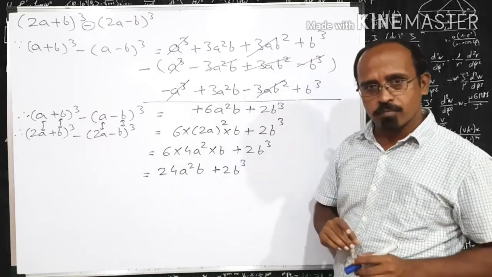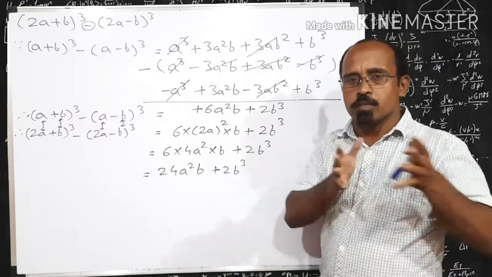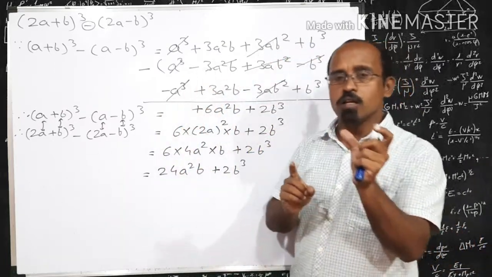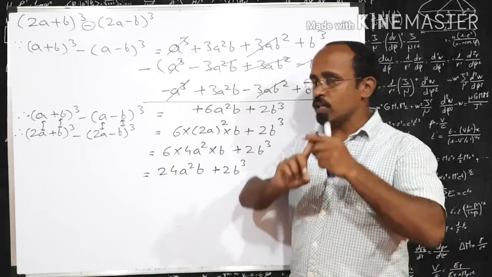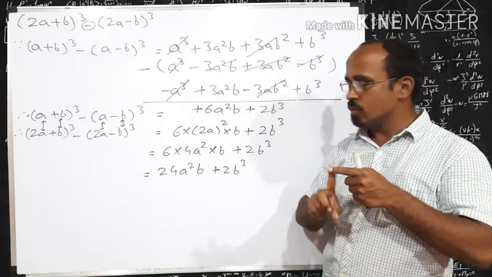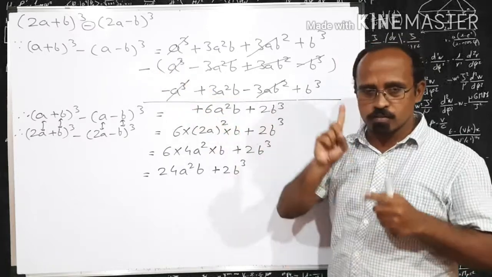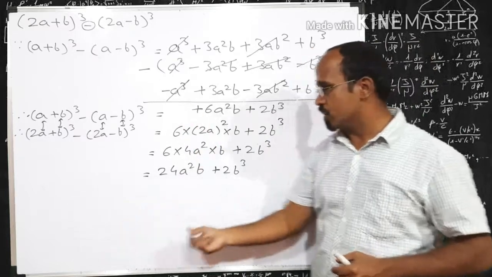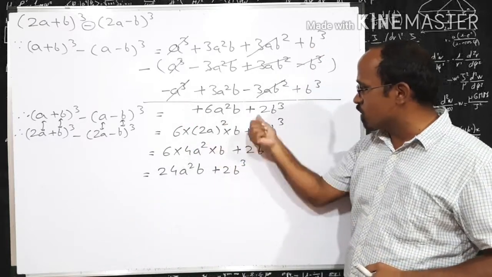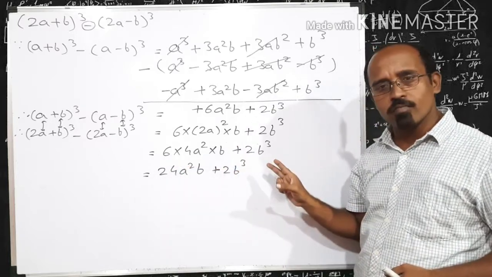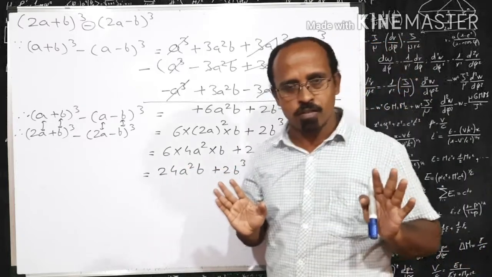Means what we have done, as in our previous simple examples with one formula only, we followed the same strategy. Strategy number 1, write the formula and expand it. Strategy number 2, after expansion, replace the values in the formula. Strategy number 3, apply the BODMAS rule. Clear, friends?